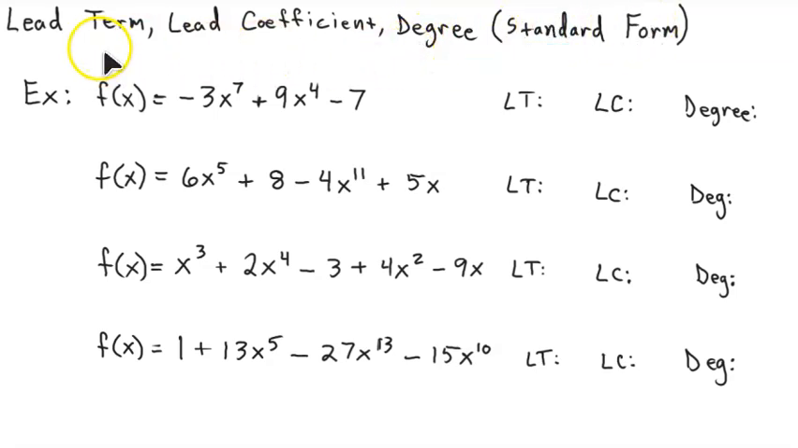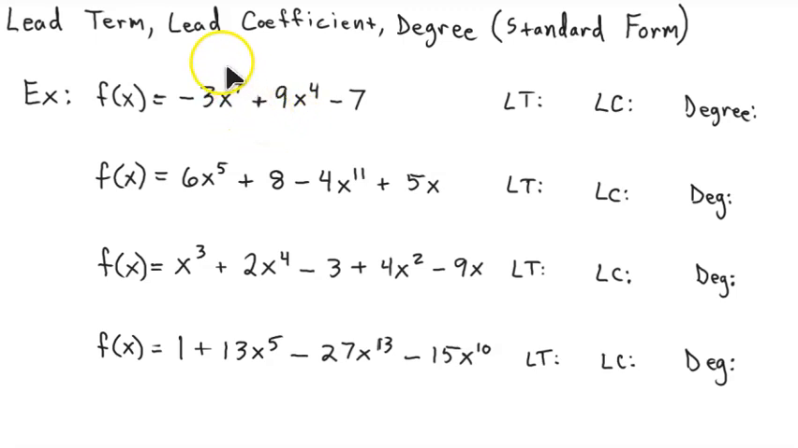It really is a simple idea. What you're looking for when you're looking for the lead term, the lead coefficient, and the degree is you're basically just looking for the largest power of x. You can see that this minus 7 in this example has no x, therefore it is not going to be the lead term. This one right here is x to the 4th power, so this has a power of 4, but this one is x to the 7th power, and so 7 is larger than 4. Therefore, 7 is the largest power of x in this polynomial.